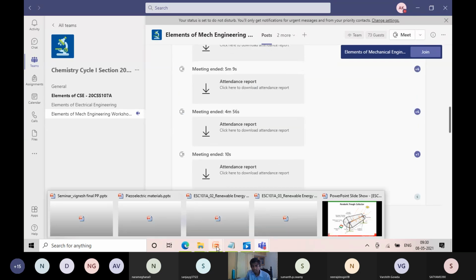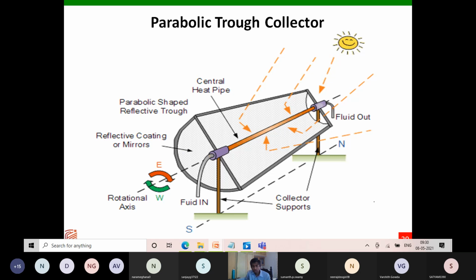So let me get back to the class now. I was talking about the parabolic trough collector. The sun's energy is coming here, and as it hits this parabolic collector, it gets focused because of the parabolic shape. It gets concentrated, and then this pipe is getting heated. Here the fluid which is going inside is cold, but as it goes through this pipe, it gets heated up and the fluid comes out.